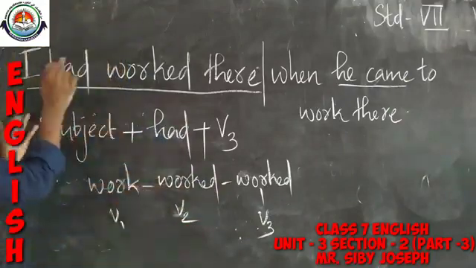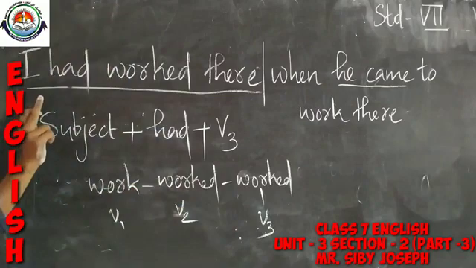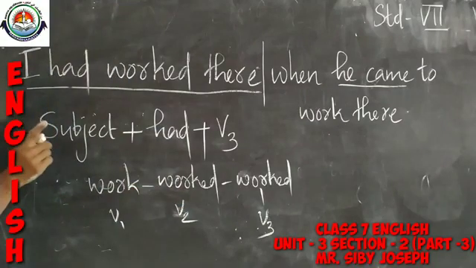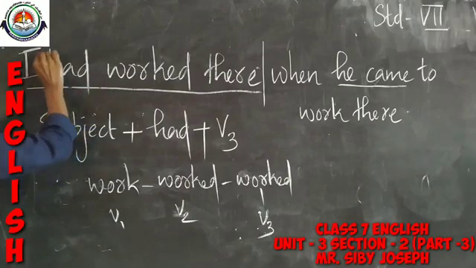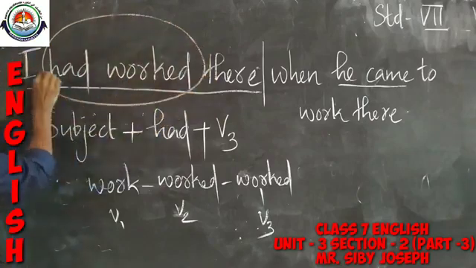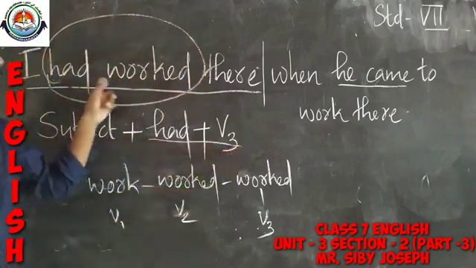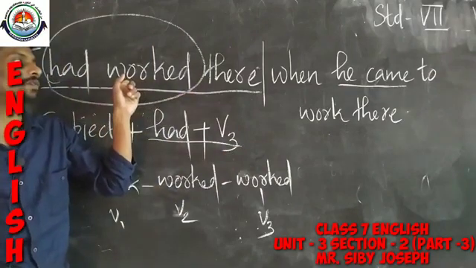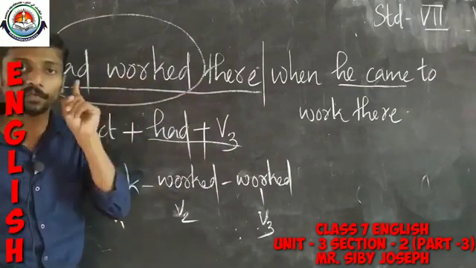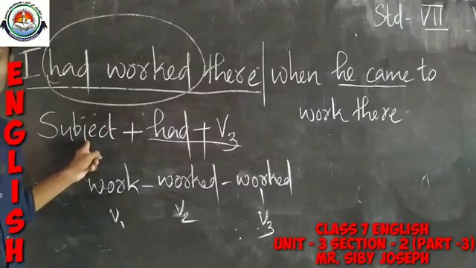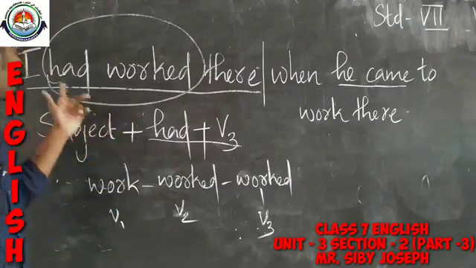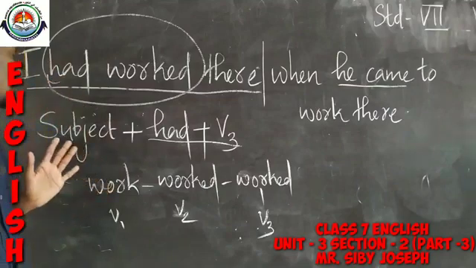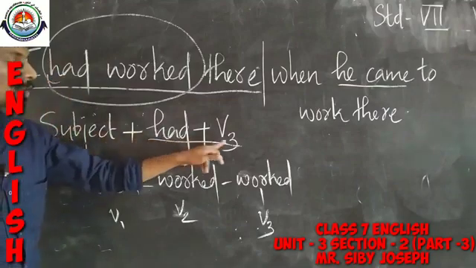Again, please come back to this sentence. How can we identify that this is an example of past perfect tense? Because here there is the presence of had plus V3, had plus the V3 form of the verb work. So if you find this structure anywhere, you can say that they are examples of past perfect tense: subject plus had plus V3.